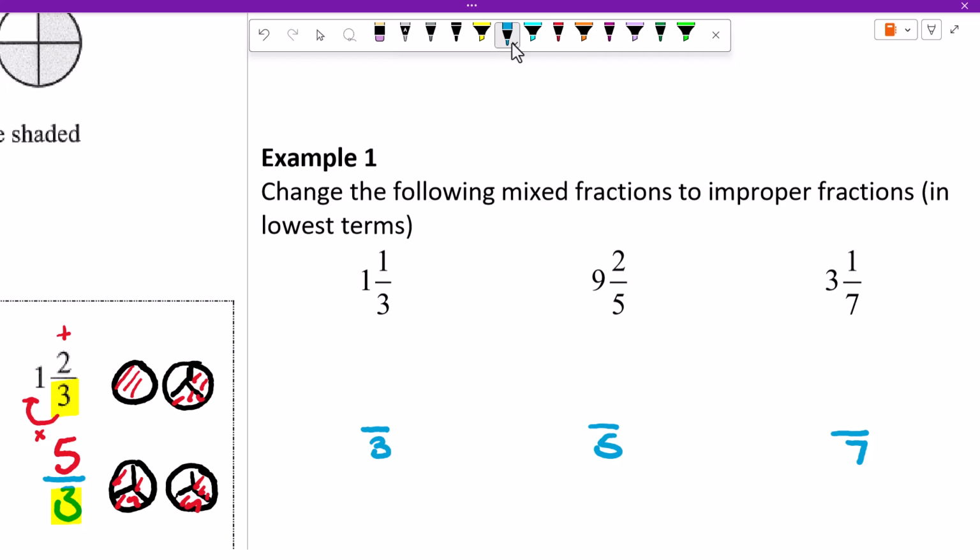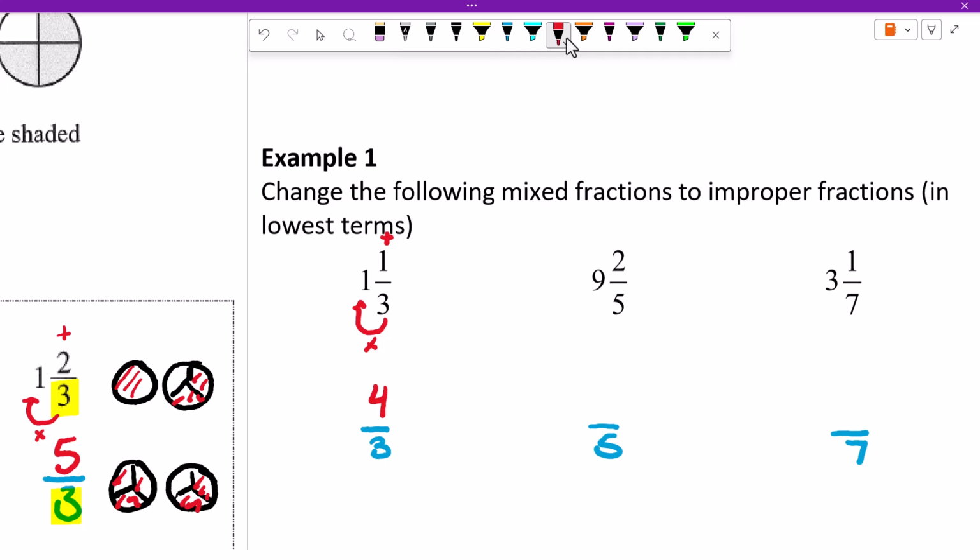You multiply, then add. Multiply these numbers, we take a trip around the fraction, multiply those numbers, then add the top number. What do you get? 4. 3 times 1 is 3, plus 1 gives us 4. So these two fractions mean the same thing. That's your mixed fraction, that's your improper, means the same.